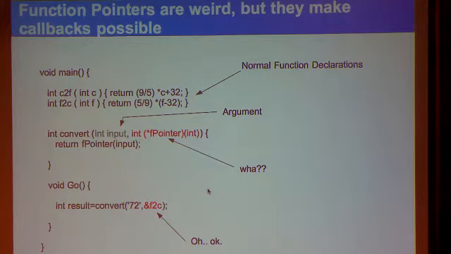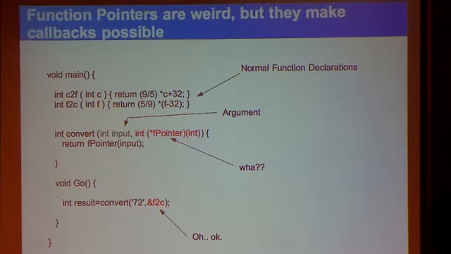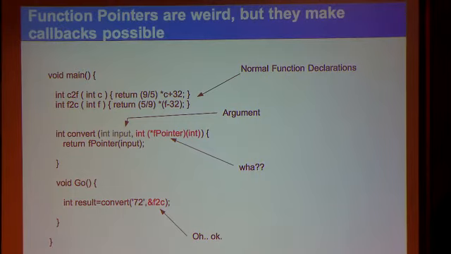So function pointers. Up here is a program that converts Fahrenheit to Celsius or Celsius to Fahrenheit. It's pretty simple. Up here we define two classical functions, and this is what you're used to seeing. This is a function called C to F. It returns an int and takes a single argument of type int, which is C, obviously, Celsius. It returns the quantity 9/5 times Celsius plus 32.